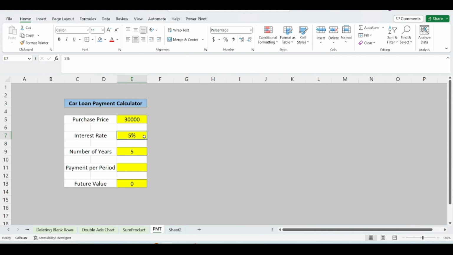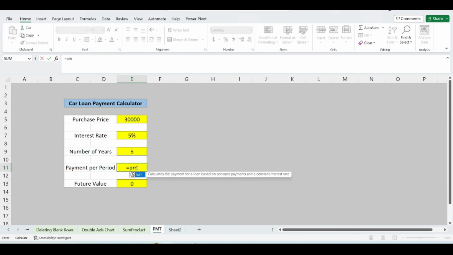Interest rate is going to be your APR. A lot of times you'll see this advertised from the dealership or in commercials. It's normally on an annual basis though. And then the number of years is just the length of your financing period. Normally 5 to 6 years is pretty usual. Your payment is what we're going to calculate in this video. And then future value is normally zero. Ideally, if you pay off your entire loan, then you own the car at the end of the period.